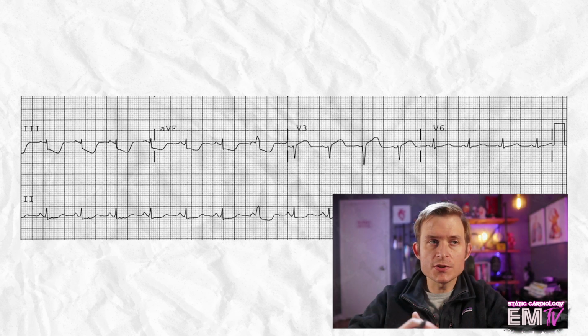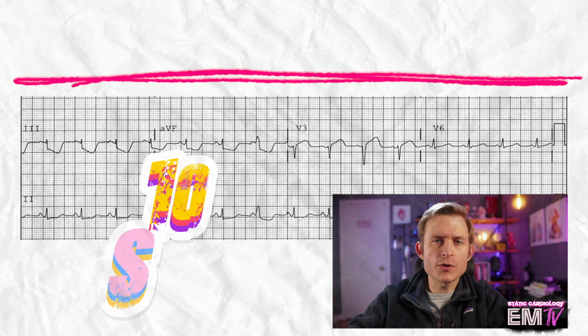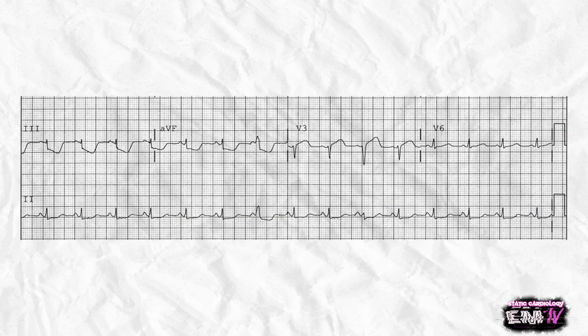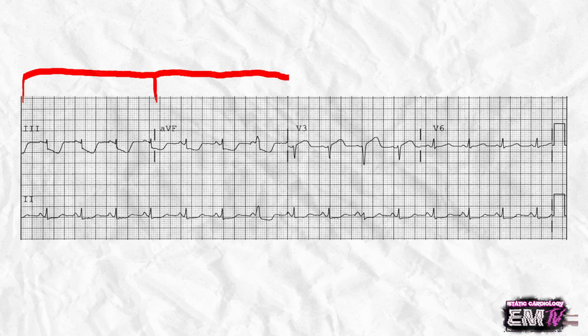The first thing I like to do with any rhythm is determine the rate. Now remember, on a 12-lead ECG you're actually looking at a 10-second strip. So in order to divide this into a 6-second strip and then simply multiply the counted beats by 10, what I'll do is I'll take two of these lead groupings, which each represent 2.5 seconds, and then I'll add 5 large boxes to get my 6-second strip.